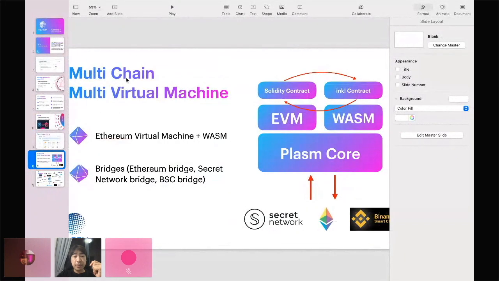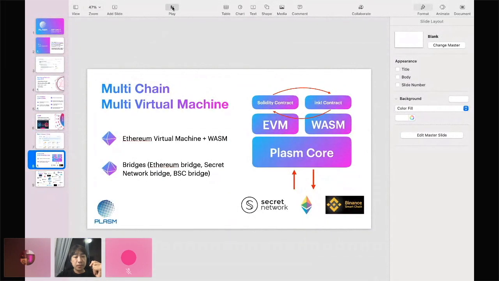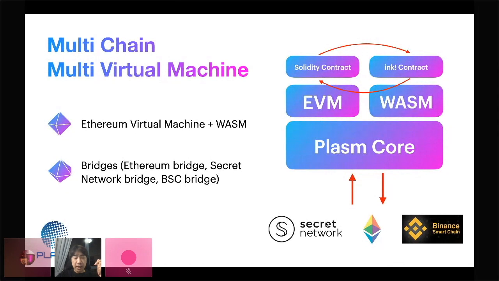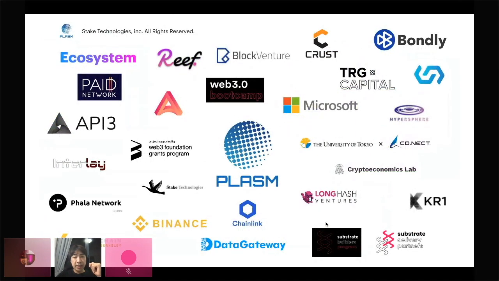Cool, and Hyunsuk will be talking about bridges. And we are working on Secret Network Bridge, Ethereum Bridge, and Binance Smart Chain Bridge. We got funding from Binance and OKX, so we have an incentive to make bridges. Yeah, and the ecosystem is getting bigger and bigger and bigger. And a lot of teams joined our Plasm Network project.